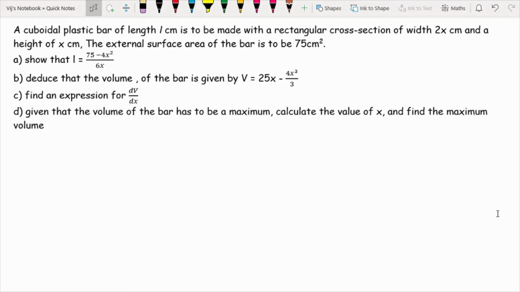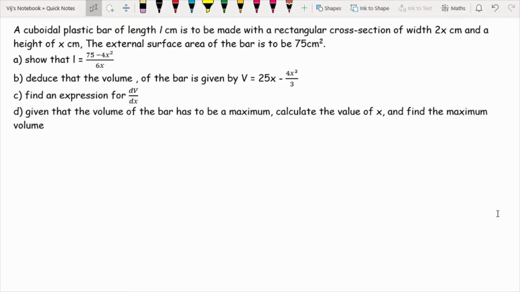So in our second example, here we've got a plastic bar that's in the shape of a cuboid with a length of L centimeters, to be made with a rectangular cross-section of width 2x centimeters and a height of x centimeters, and the external surface area of the bar is to be 75 centimeters squared. So in the first part, the question is asking me to show that L equals 75 minus 4x squared over 6x.